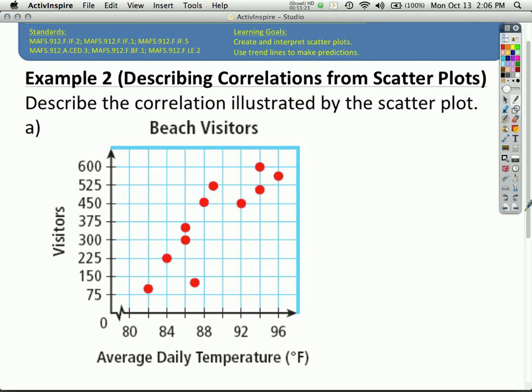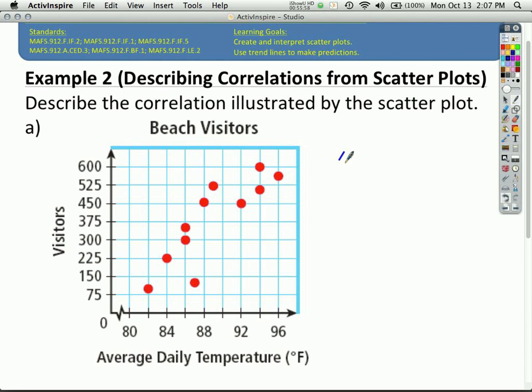Okay, let's survey. Give me a thumbs up if you think this is a positive correlation. Okay. Put your thumbs down. Give me a thumbs up if you think this is a negative correlation. Okay, no correlation. Good. This is a positive correlation because you can see that as this number increases, this number increases. So it is a positive correlation.